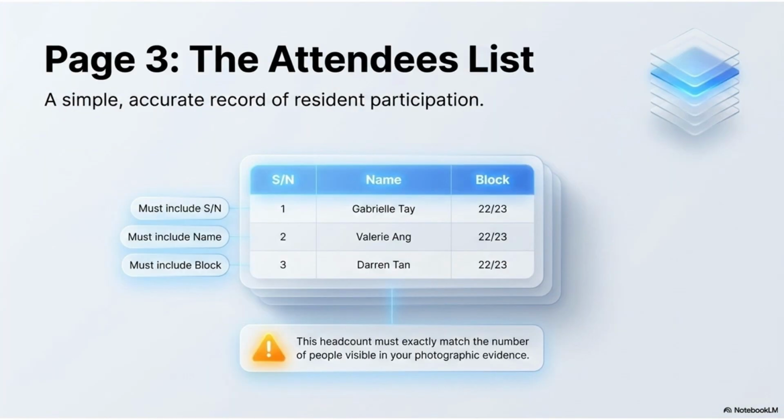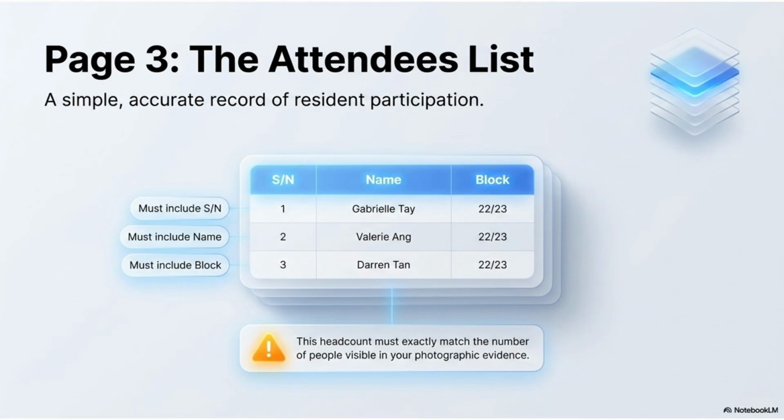Next up is page 3, the attendees list. This just needs to be a simple, highly accurate record of who actually showed up to your event. Format it clearly, serial number, the person's name, and their block. Now, you might be wondering, why is this list so heavily scrutinized? Well, it's because this exact headcount is going to be strictly cross-referenced in the very next step. If you list 3 people here, you are making a hard legal declaration that exactly 3 people attended.